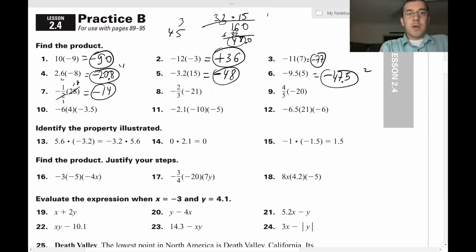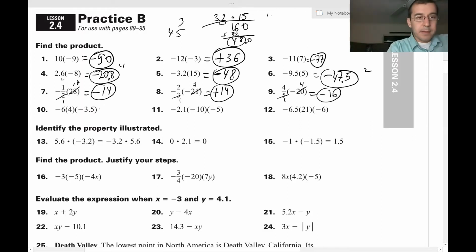Number 8, we have two numbers with the same sign. The product is positive. 3 and 21 we can cancel out by 3. 3 divided by 3 is 1. 21 divided by 3 is 7. 2 times 7 is 14. So plus 14 is the answer for number 8. Number 9, two numbers with different signs. The product is negative. 5 and 20 cancel out by 5. 5 divided by 5 is 1. 20 divided by 5 is 4. 4 times 4 is 16. So minus 16 is the answer.